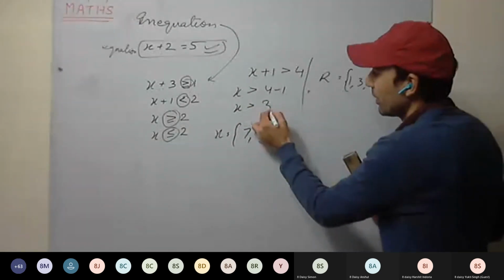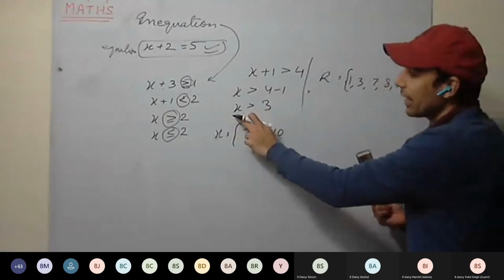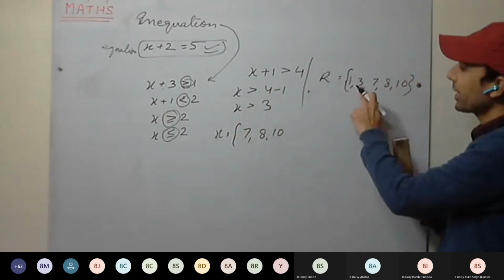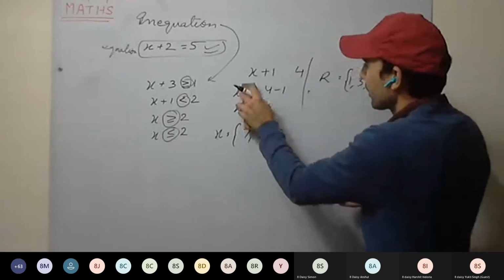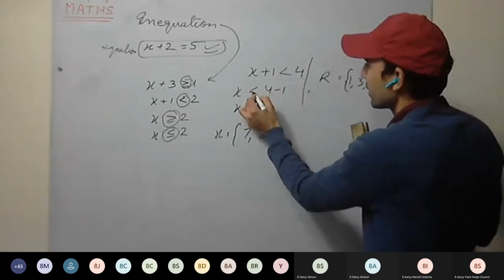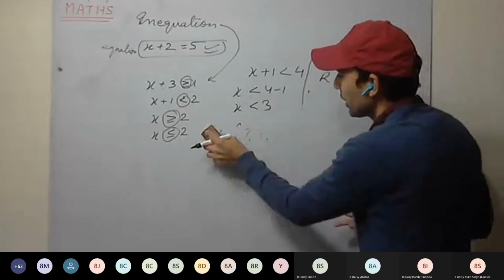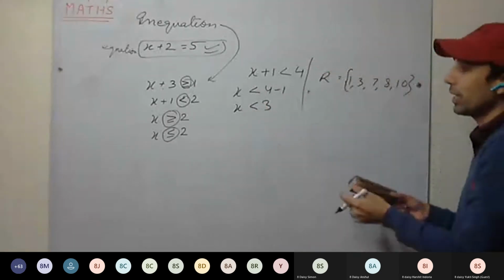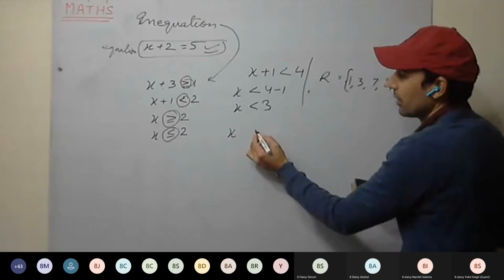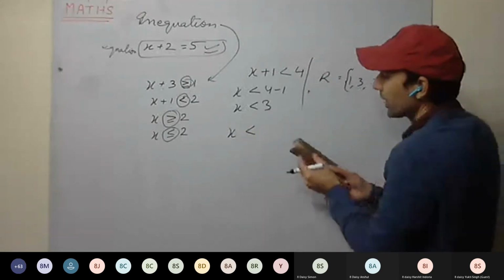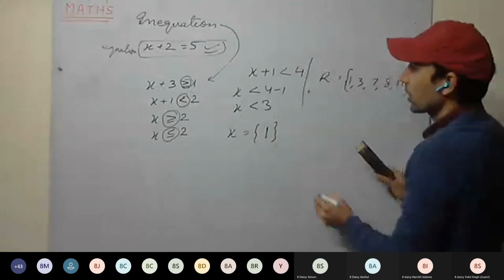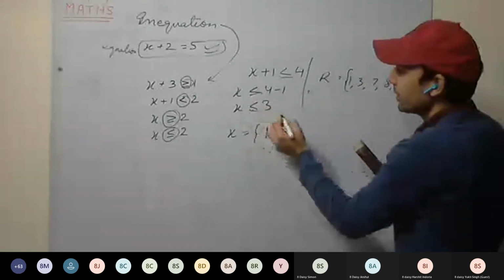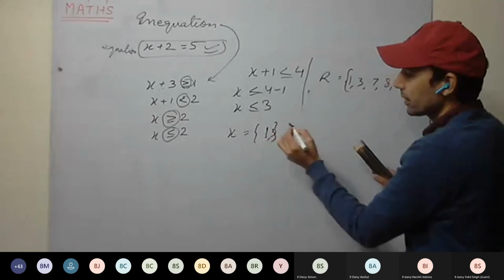Okay. X is greater than 3. As x has to be greater than 3, x cannot be equal to 3 in this question. If I write it like this, with less than, this time what will be the value of x? X has to be less than 3, so x equal to 1. If there is an equal to sign, then 1 and 3.